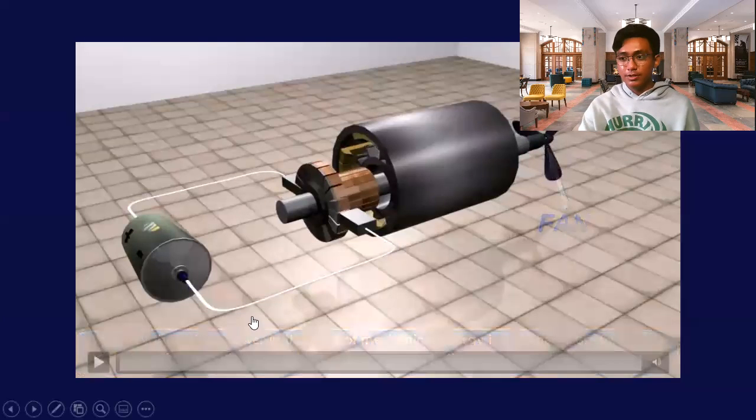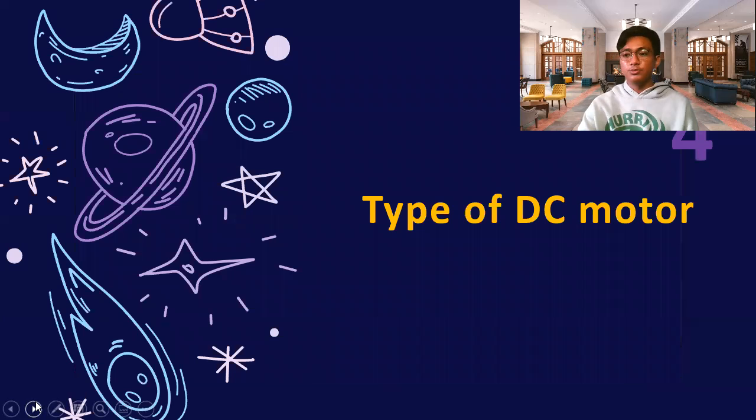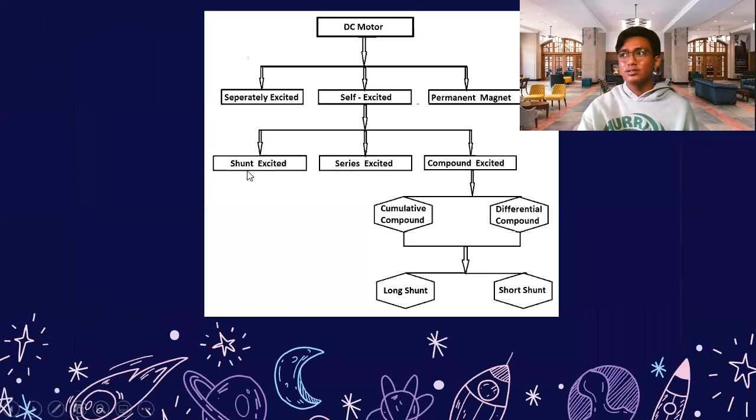Next I will explain about the types of DC motor. There are many types of DC motor in our life right now. Starting from DC motor, we have permanent magnet, self-excited, separately excited, shunt excited, series excited, and compound excited. We will explain permanent magnet, shunt excited, series excited, and compound excited generally.